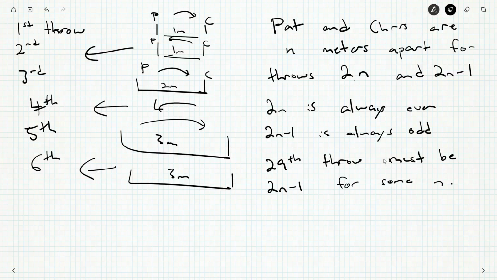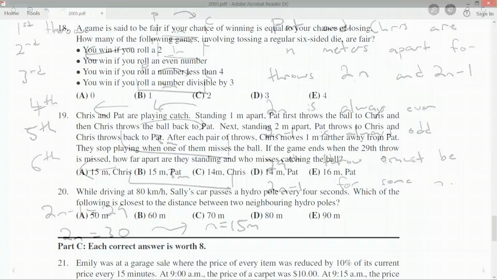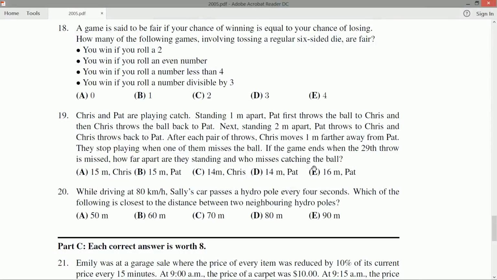How far away are Chris and Pat? So we just set up an equation. 2n minus 1 is 29, 2n is 30, divide both sides by 2, we quickly get n is 15. So they are 15 meters apart. Now, the second part of the question is, who misses catching the ball?